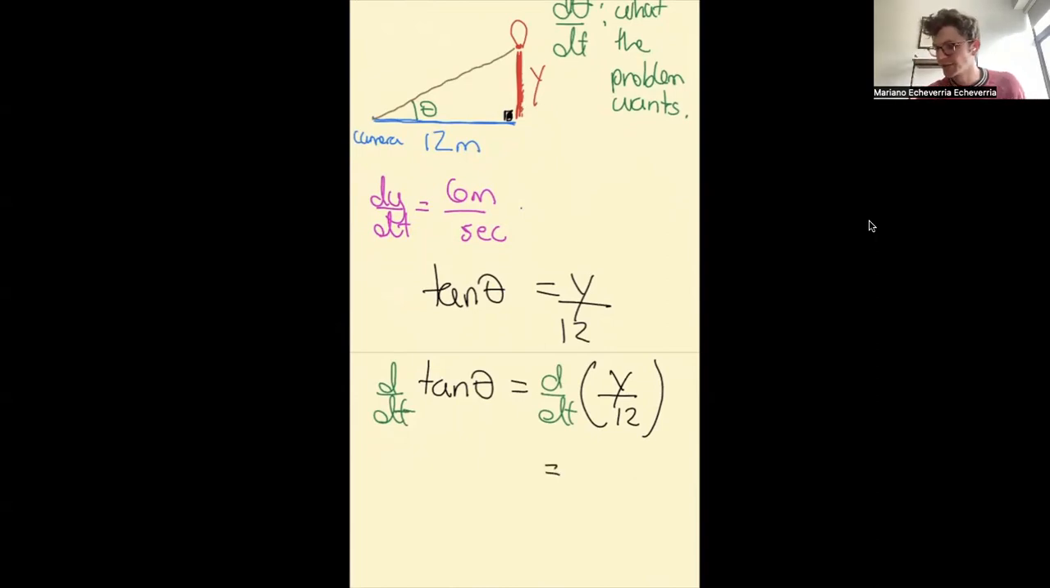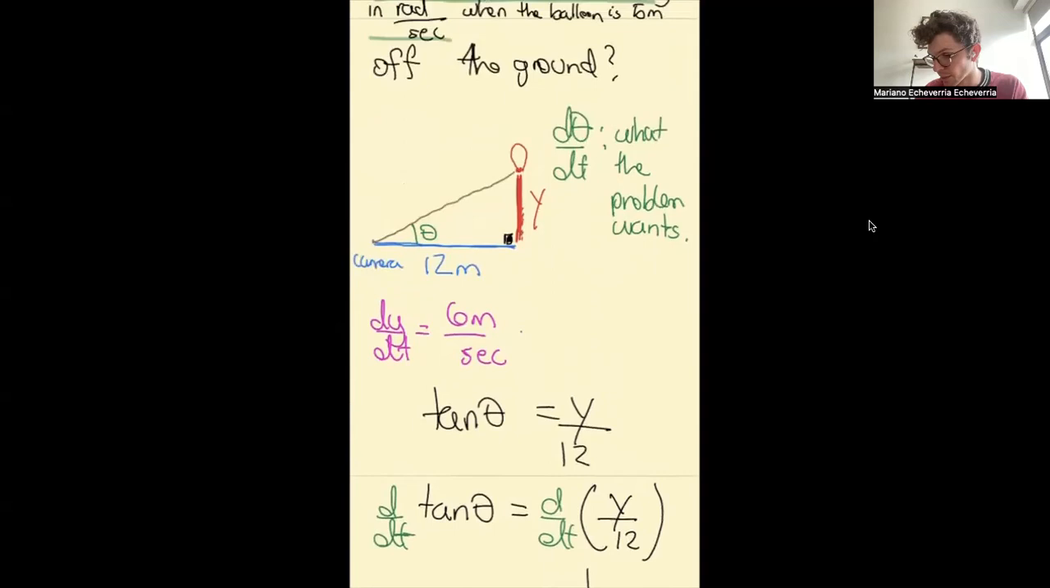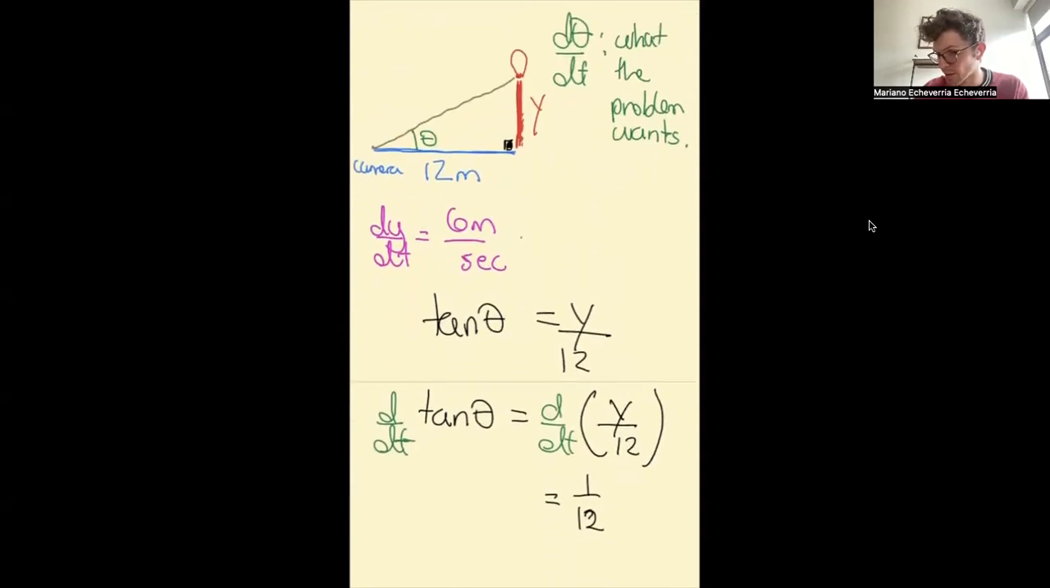So let's start with the easier one. What's this derivative? The 12 can come outside the derivative because it's a number. So you can write this as 1/12 dy dt. Which is great because we already had dy dt before, right? So this is easy to study. This one, we have to think a little bit more.